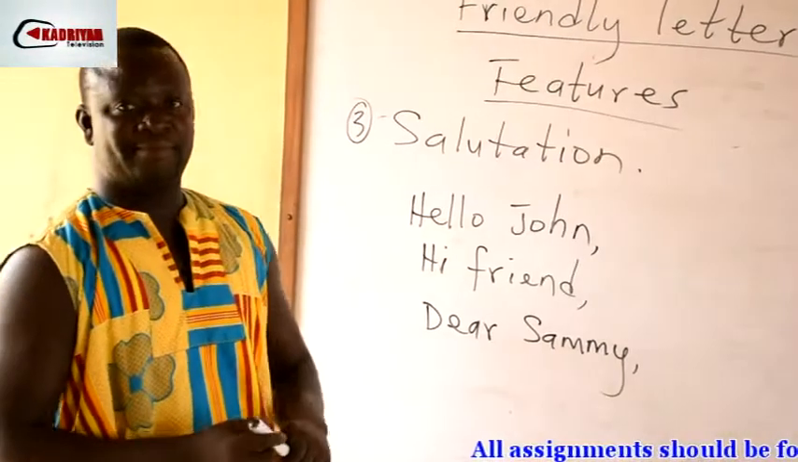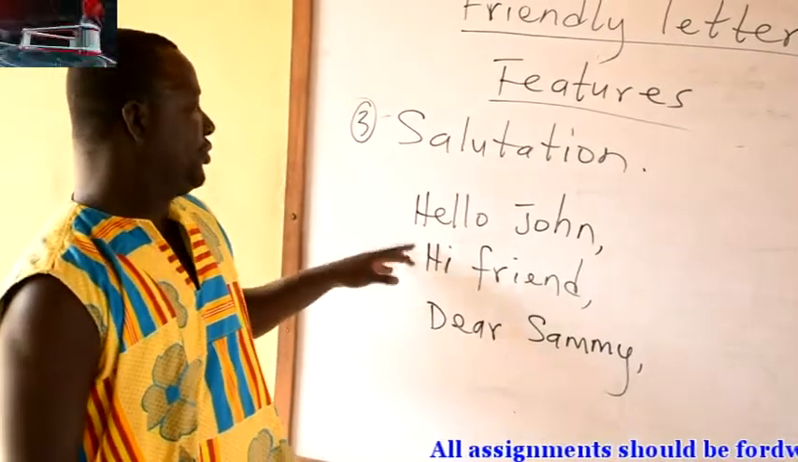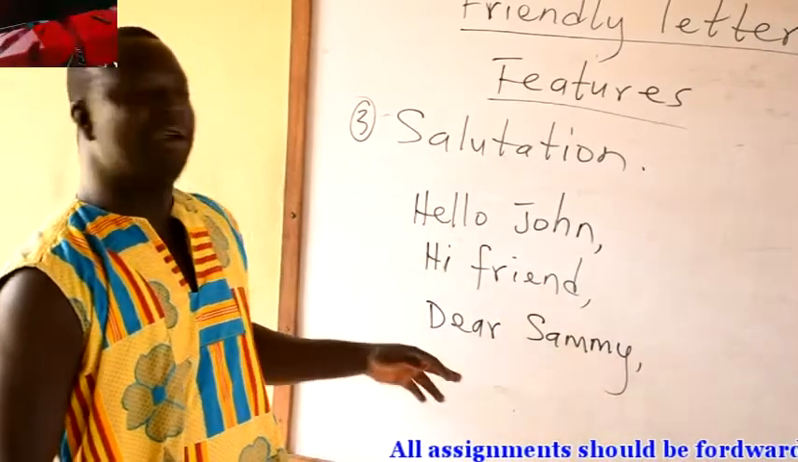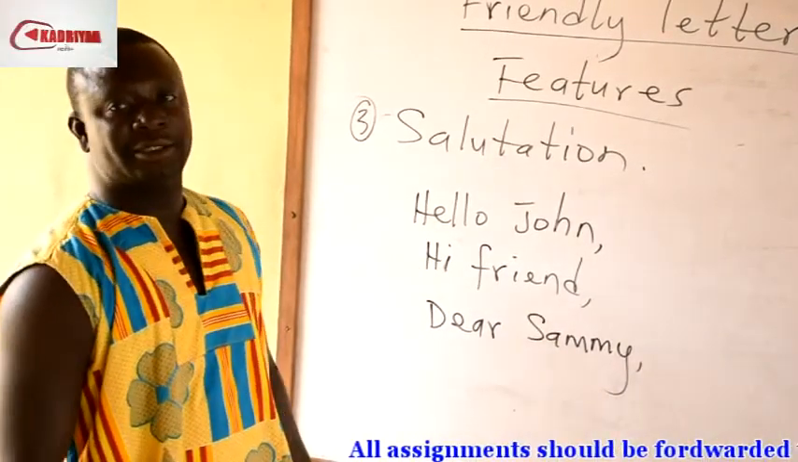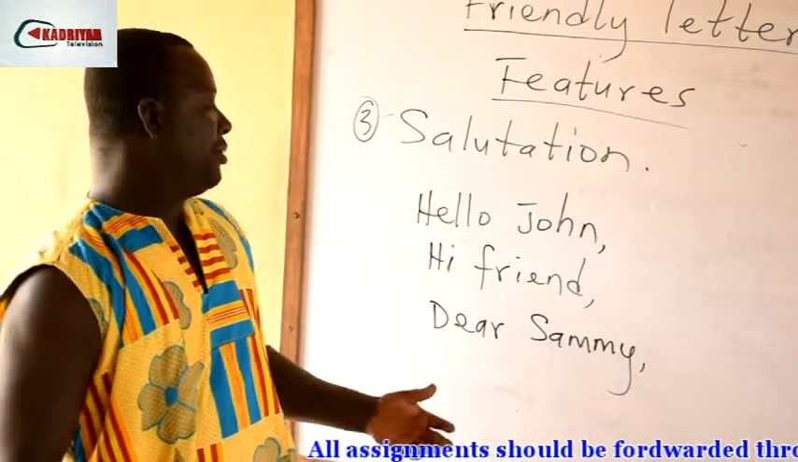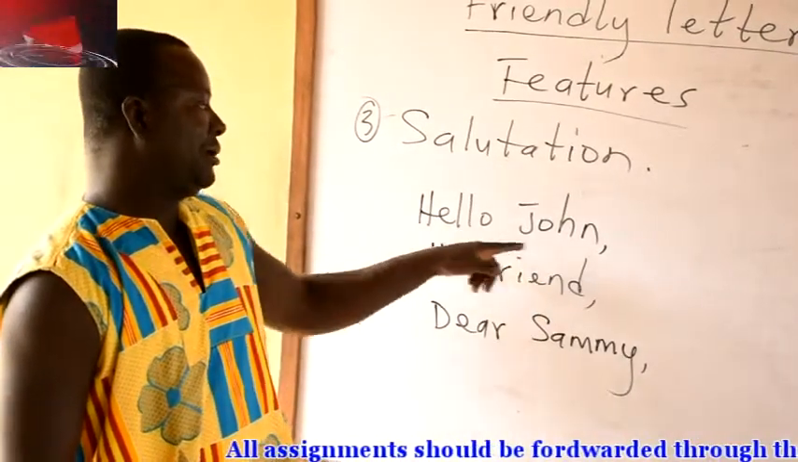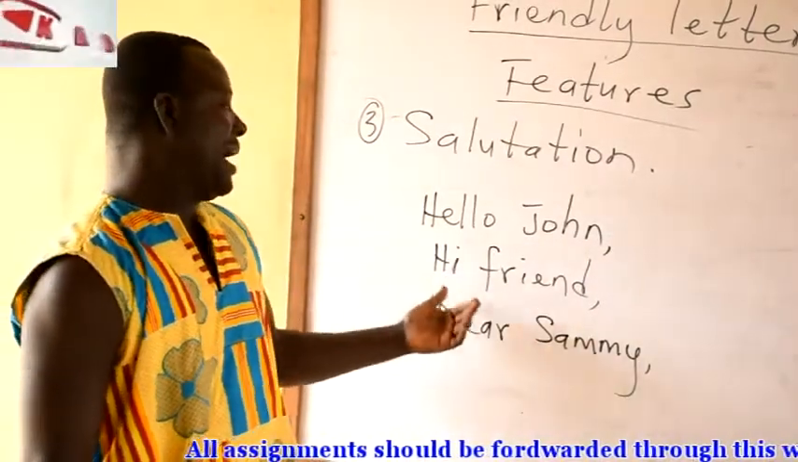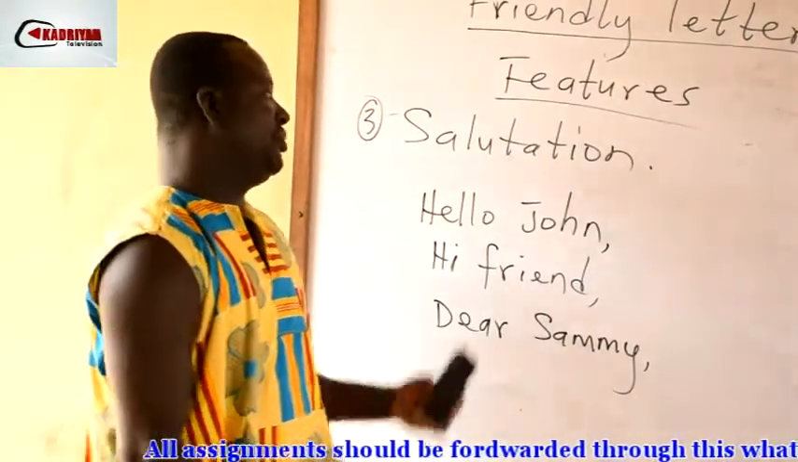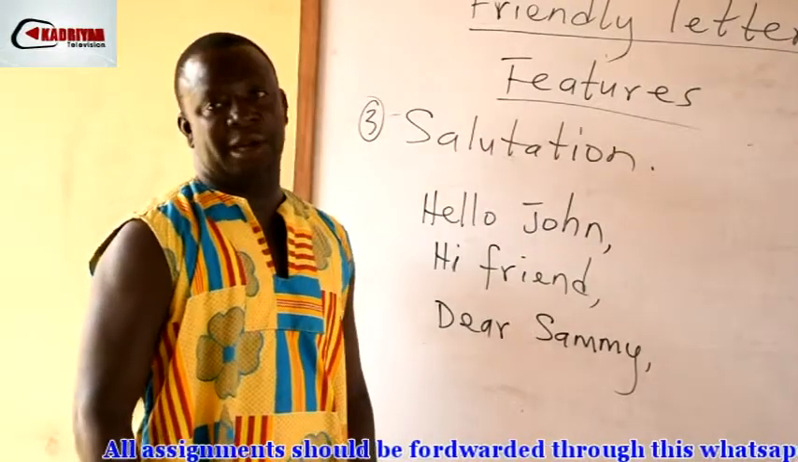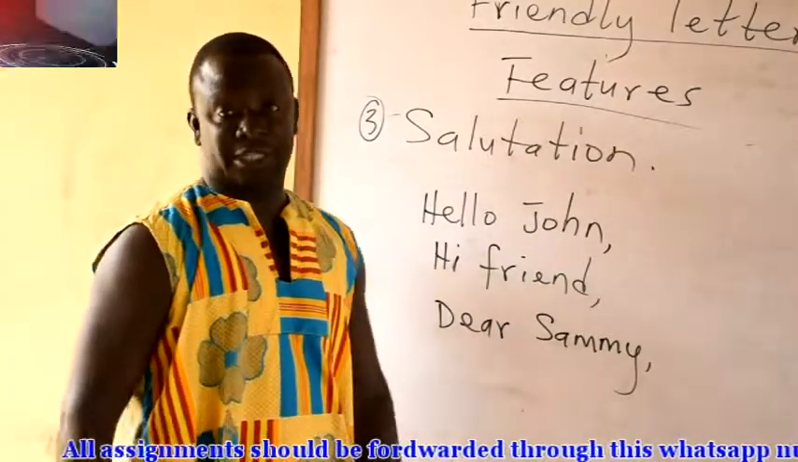Dear Sami. So, hi, hello, hi, dear. They are all correct, whichever one or whichever way you are going to use. This one, hello John, your comma. Hi. So this is the salutation that I'm talking about. This is what we call salutation.